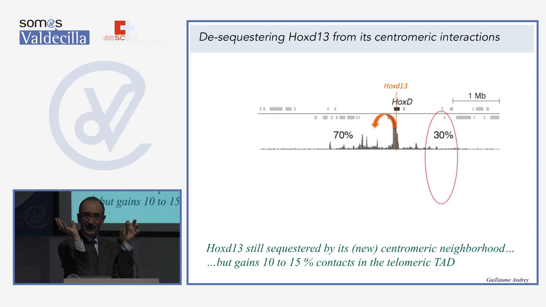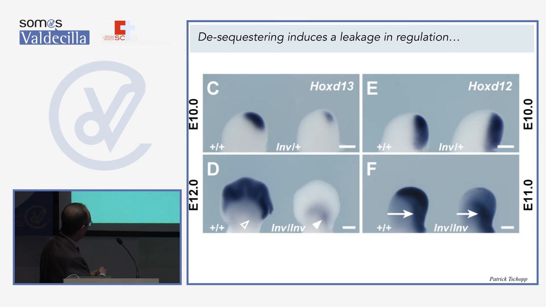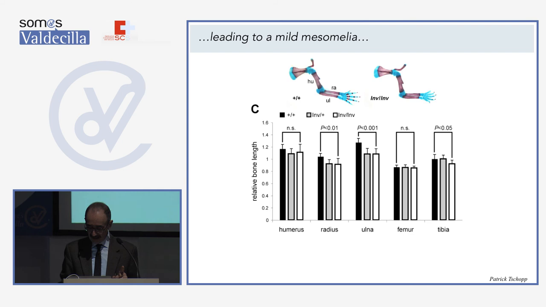So it means that 13 can be contacted by the other enhancers, but only very slightly, a gain of 15%, okay? You can see that here. This is normal 13, distal, proximal. You remove this TAD. Of course, you lose expression in distal cells because you remove the distal enhancers, okay? But you gain a little bit of expression in proximal cells, 15%, okay? That is enough to induce a mesomelic dysplasia, okay? In the mouse. It's not a severe mesomelic dysplasia, but it's a significant mesomelic dysplasia. Now look, this is a very weak gain of function. It's very, very weak. It's 15%.